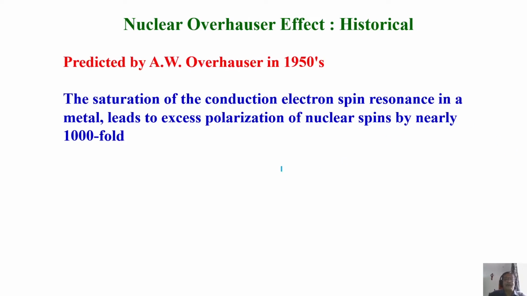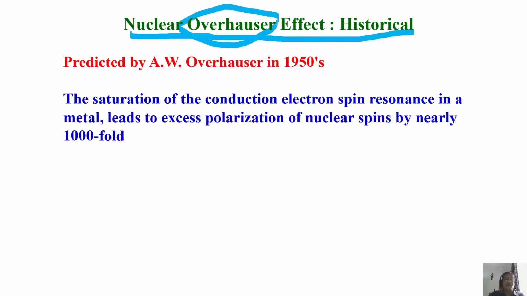This effect was first proposed and observed by a person called Overhauser in the 50s. Some historical development: first, what he observed was, if you can saturate the conduction electrons, then electrons have larger polarization, 1000 times more polarization than nuclear spins.